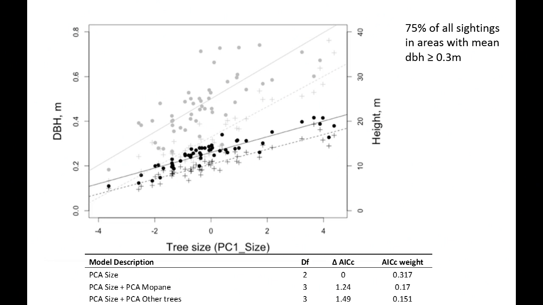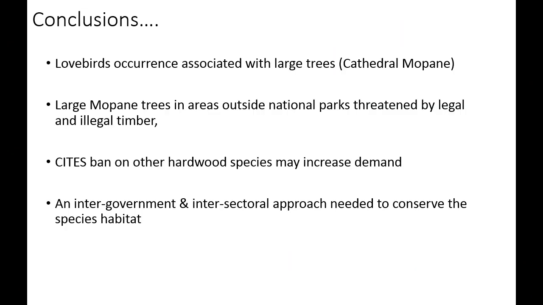So when we did look at the habitat measurements where we were able to measure it, it was very clear that there was a strong relationship with the size of the trees. The DBH and the height of the trees played a very big factor in terms of the occurrence of the species. 75% of where we did record the lovebirds, it was in areas where the DBH was more than 30 centimeters. So what does this say?